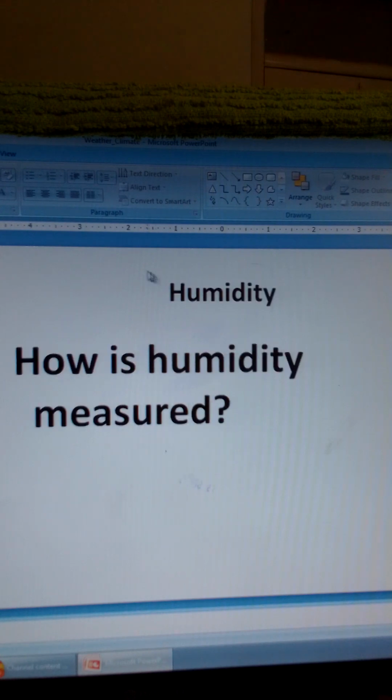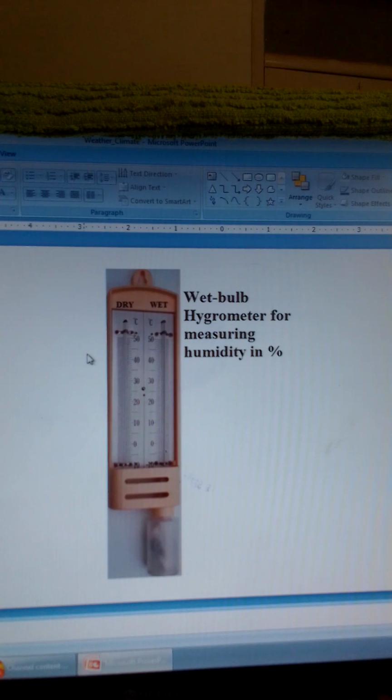Next is humidity. How do you measure humidity? Humidity is measured using a hygrometer. This is a hygrometer. It is called a wet bulb hygrometer for measuring humidity in percentage. It has a dry bulb thermometer and a wet bulb thermometer. The two thermometers are mercury in glass thermometers.